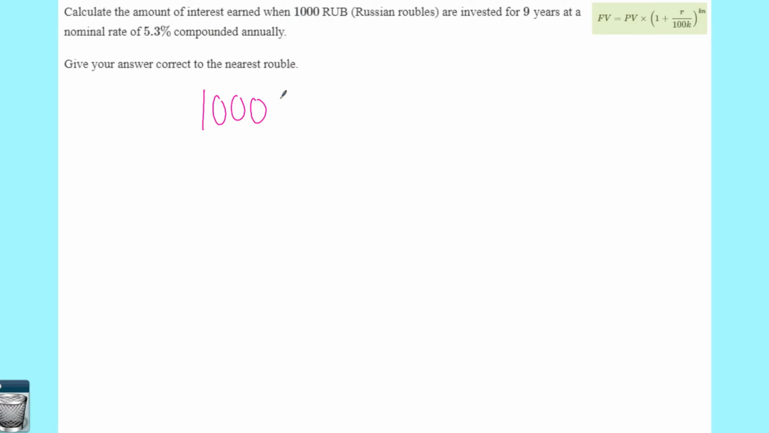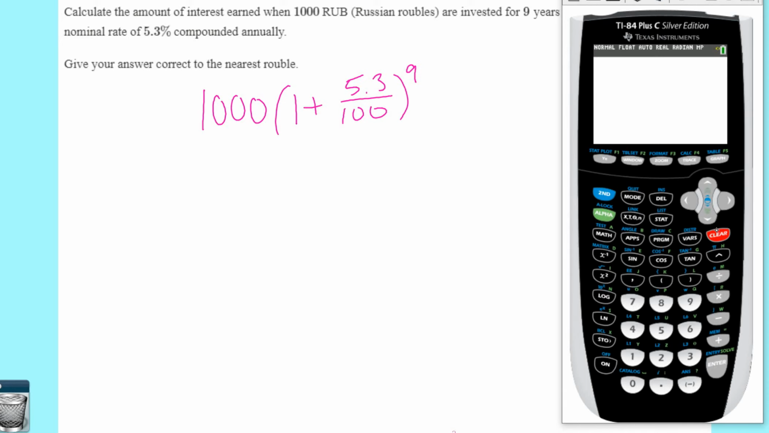We know that we initially put in 1,000. We know that the rate was 5.3. It was annually, so K is just 1, and N is 9. Let's plug that into my calculator. I'm going to clear out everything. First things first, 5.3 divided by 100. I could have just moved the decimal, but that's okay. Then 1.053, because I have to add that 1, and raise that to the 9th using the caret button, and then multiply by 1,000.